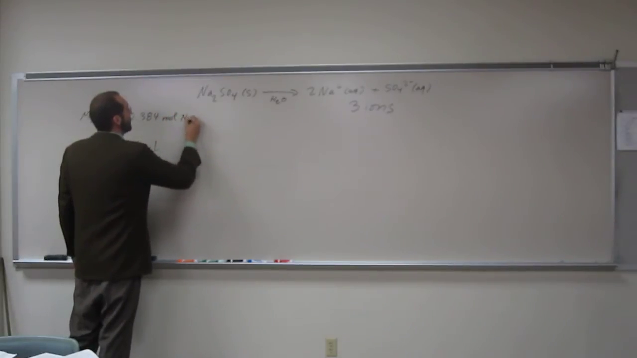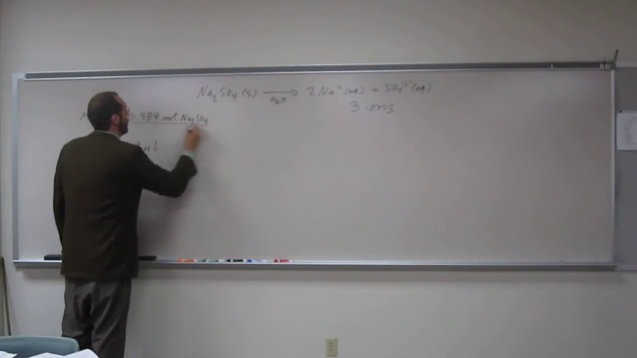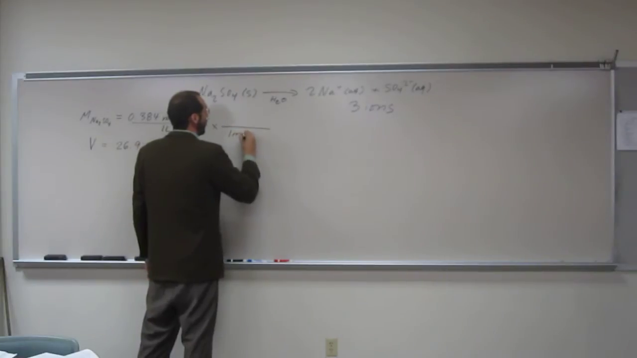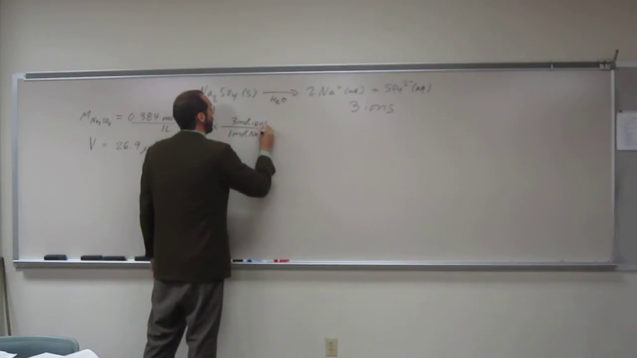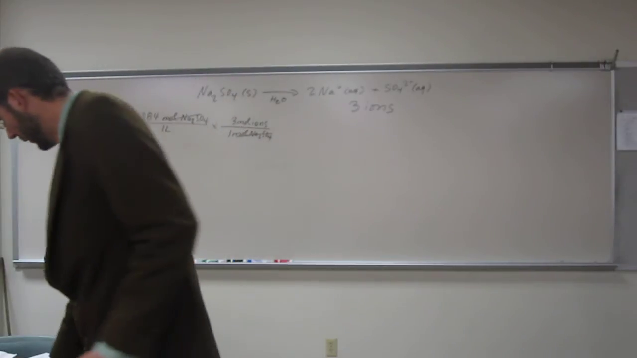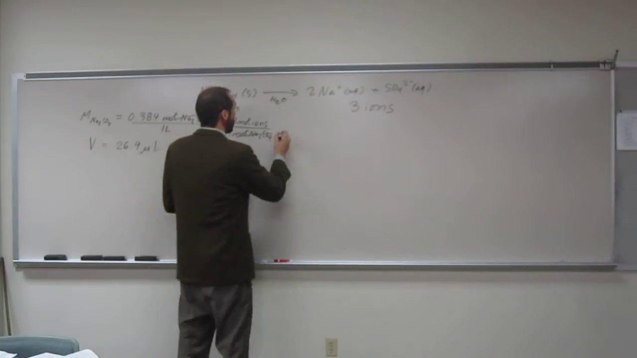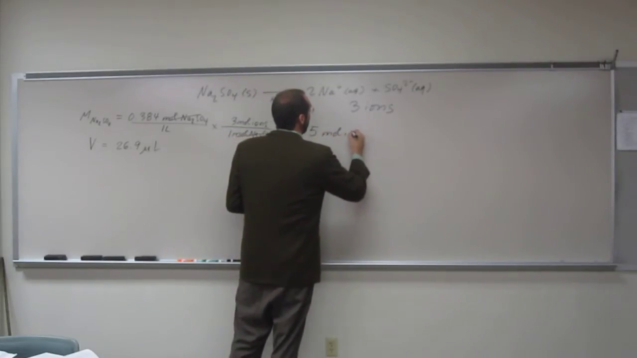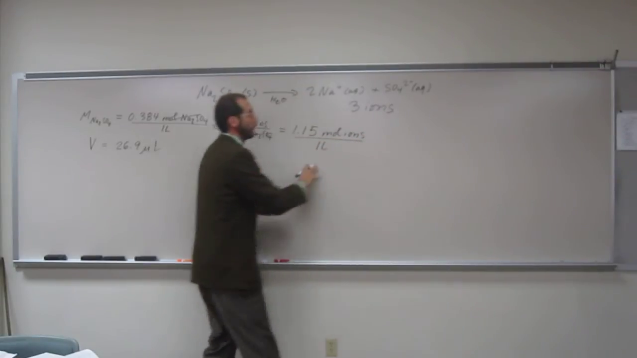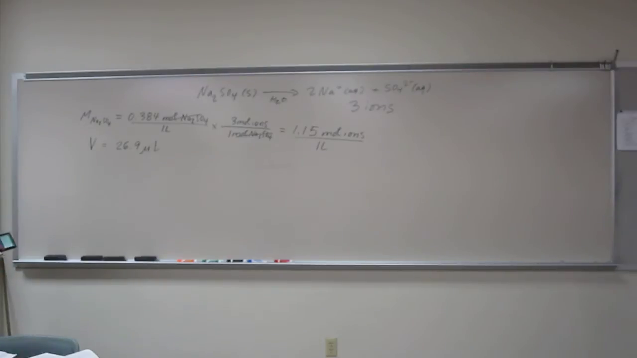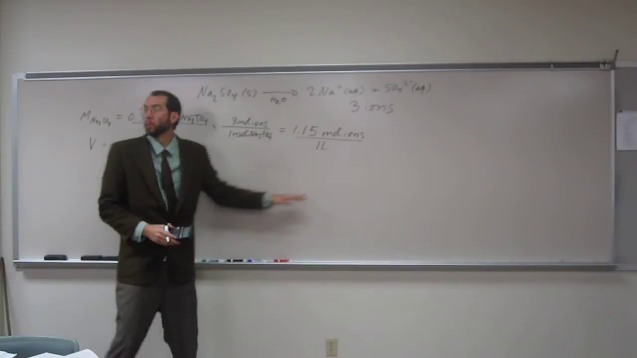So moles of sodium sulfate in 1 liter of solution. We have 1 mole of sodium sulfate, or 3 moles of ions. So that's going to cancel with that. Let's do this calculation again, since it's still on the calculator: 1.15 moles of ions per 1 liter. We don't have to convert this molarity back to just capital N, because we're going to use this volume to cancel this volume here.